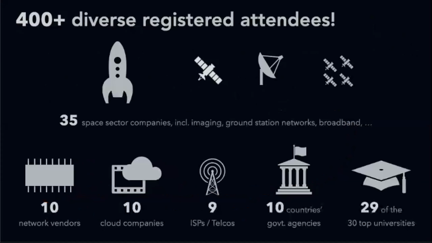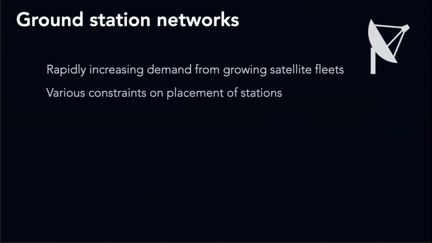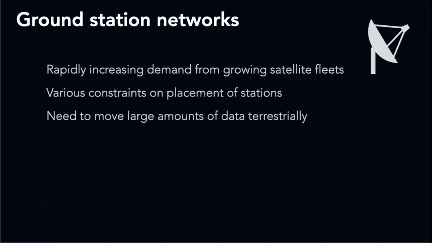With that, let's shift to ground station networks. So here again, the demand for ground station capacity is increasing quite rapidly from these growing satellite fleets, but there are a lot of constraints on how we can build and operate ground station networks, where we can place them, for instance. They need, for example, to have large capacity for moving data terrestrially, right, like to data centers. And this capacity is not available everywhere. There's not fiber lines running at every possible location on Earth. So these limitations, again, create several challenges that are worth thinking about.